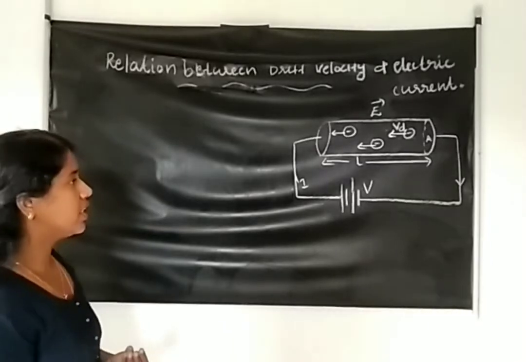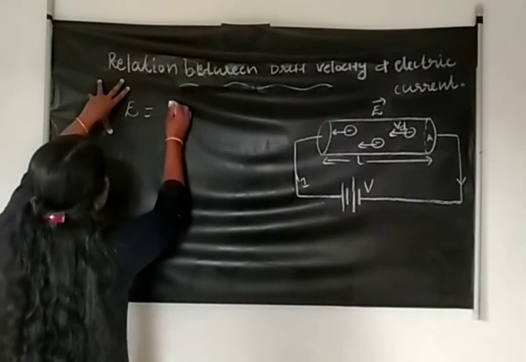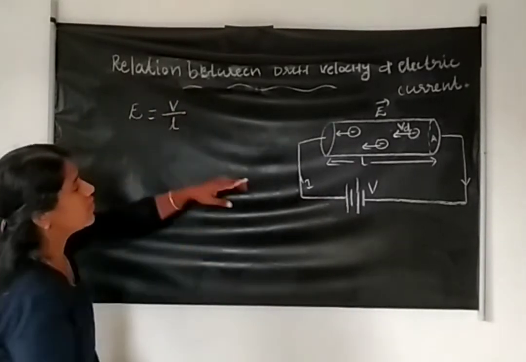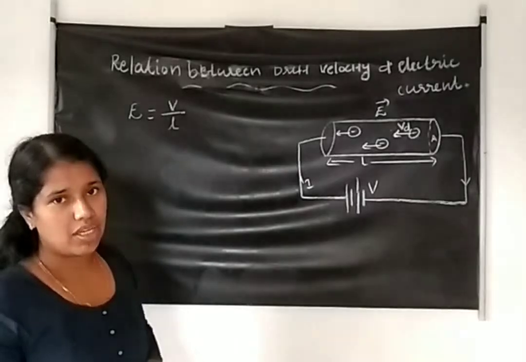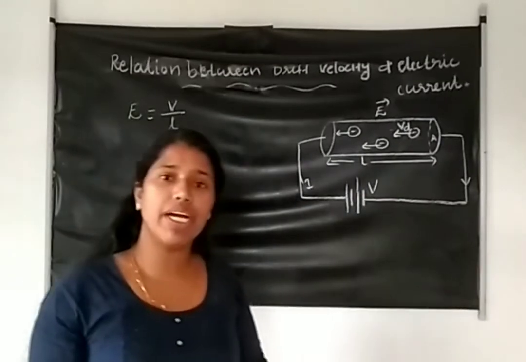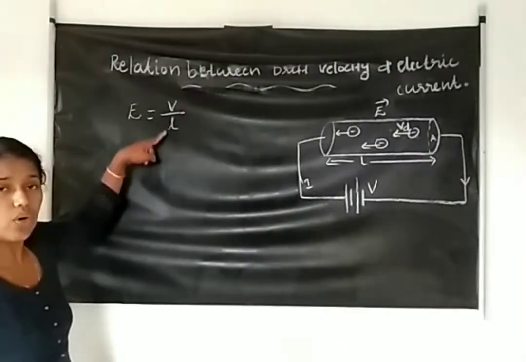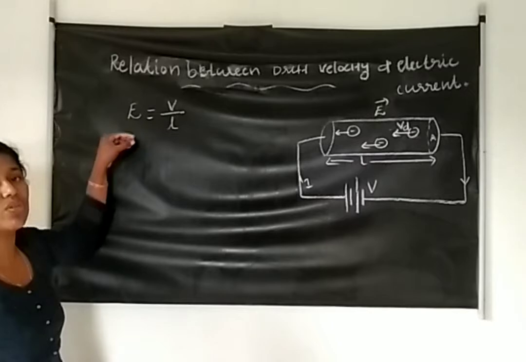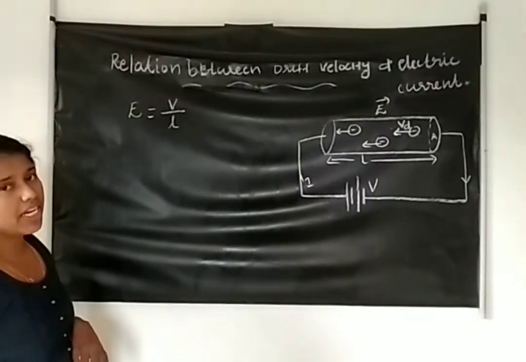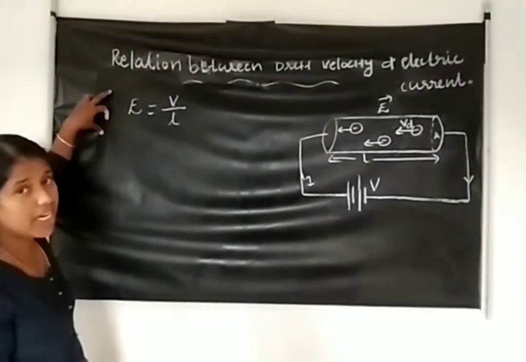Then we know the electric field. In the normal case we use E = V/d, but in this case we use V divided by L, the potential difference across the ends of the conductor divided by the length. So the electric field E = V/L.